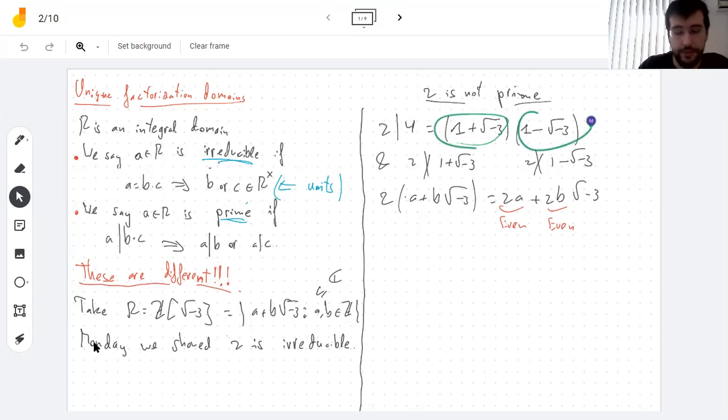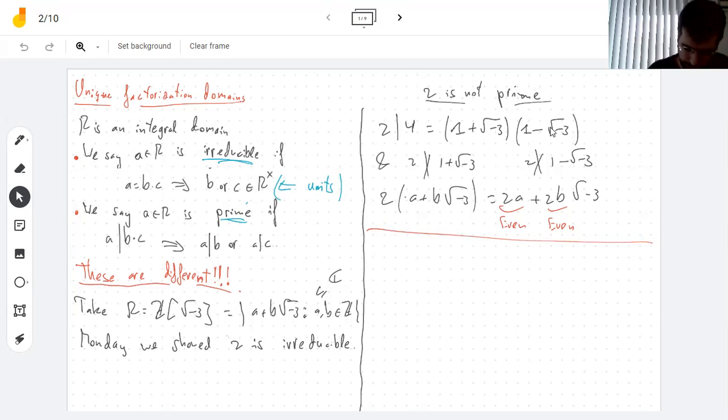So you could be irreducible and not be prime. That's a problem if you hope to factor things into irreducibles uniquely, because clearly 4 is 2 times 2, but it's also this product, and there's just no way around that. Any questions? Okay, so you could be irreducible and not be prime, but if you're prime, you have to be irreducible.